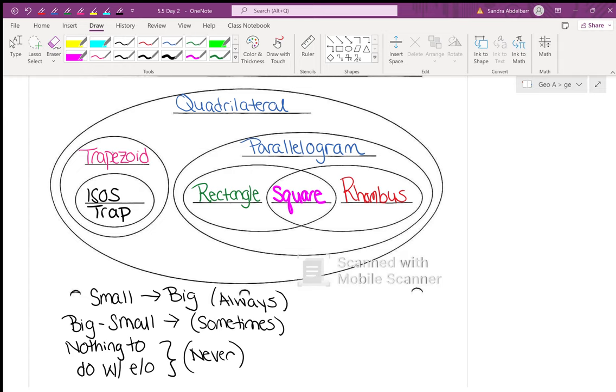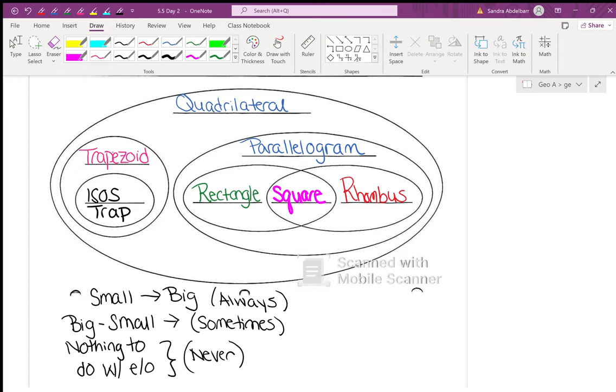No, I see some always and some nevers. A square is a rectangle. Look at the rectangle circle. Isn't that square within it? So it's small to big. What did we say about small to big? Always. A square is always a rectangle.